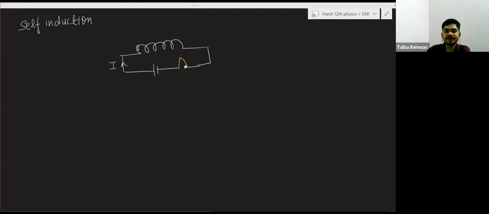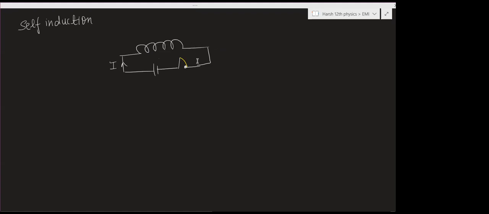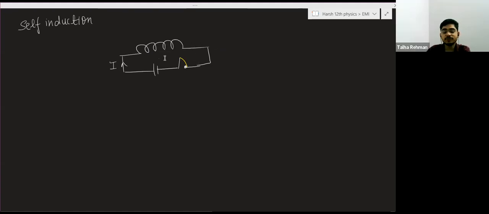magnetic field, the magnetic flux linked with this coil will start increasing. Due to the change in the magnetic flux, an induced EMF will be produced. So in this coil also there will be an induced EMF and there will be an induced current in the opposite direction.